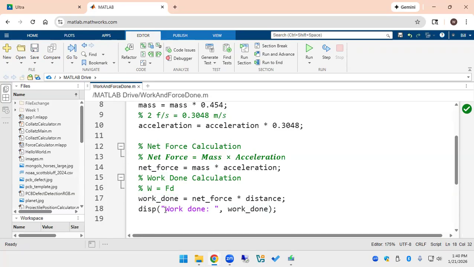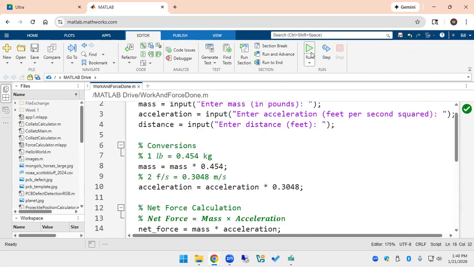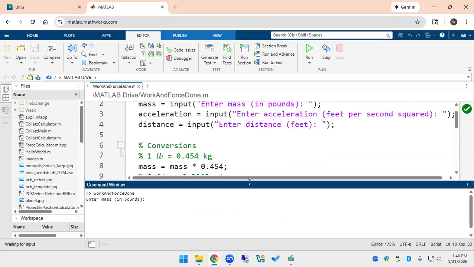How's everybody doing? So far, so good? Okay. All right, well, let's run it. This is a single program. We don't have to put sections in it. We can go ahead and run it. Enter mass in pounds. I'm going to look at my sample, which has 20.3. And I'm going to do feet, 12.3 feet per second squared. And 25 feet.